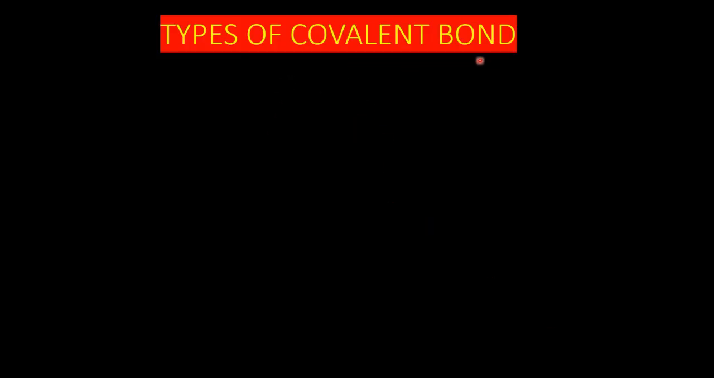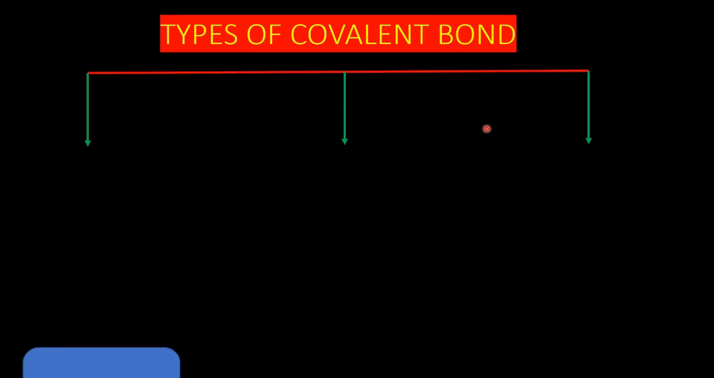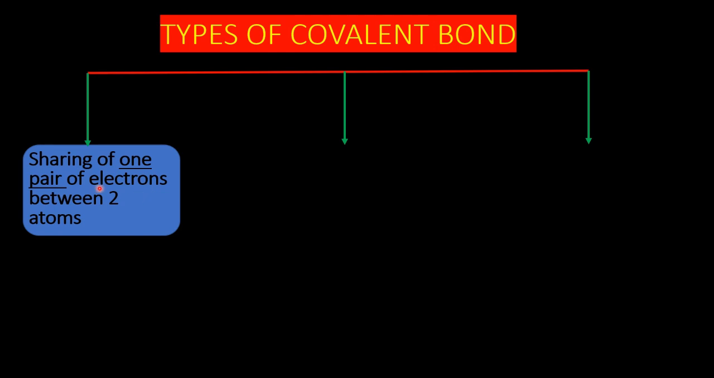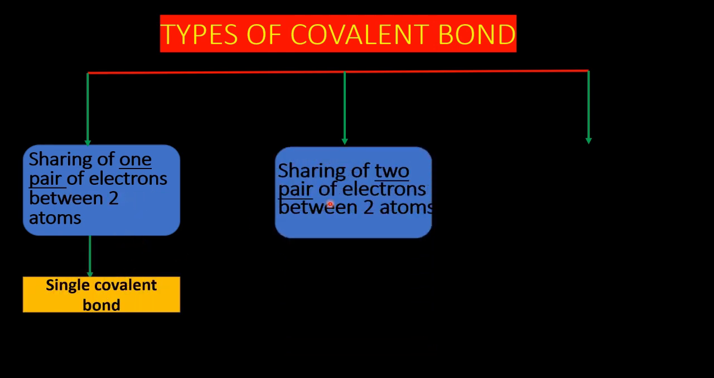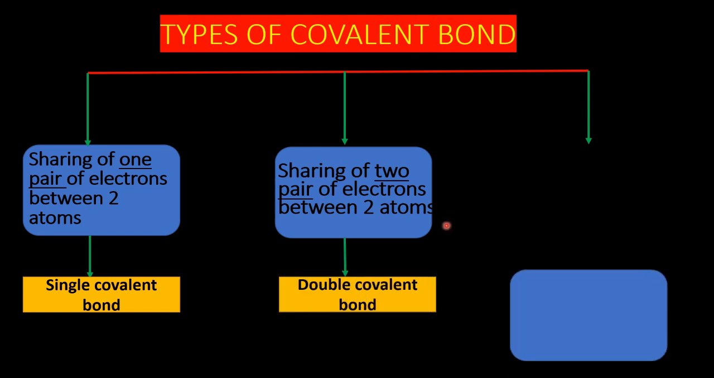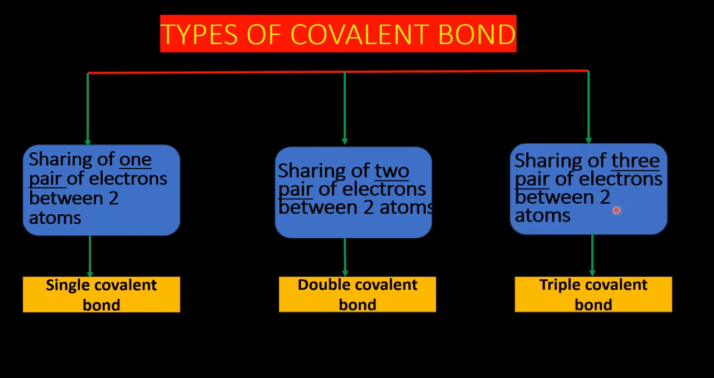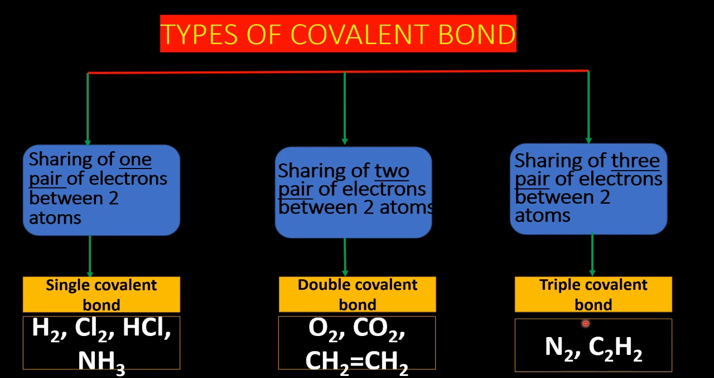Now comes types of covalent bond depending upon the number of pairs of electrons they are sharing. If they share only one pair of electrons between two atoms, it is called a single covalent bond. Two pairs of electrons shared, double covalent bond. Three pairs shared, triple covalent bond. Examples you can see: hydrogen, chlorine, HCl, ammonia, all these are single. Oxygen, carbon dioxide, and ethene are double covalent. Triple: nitrogen and ethyne, C2H2.